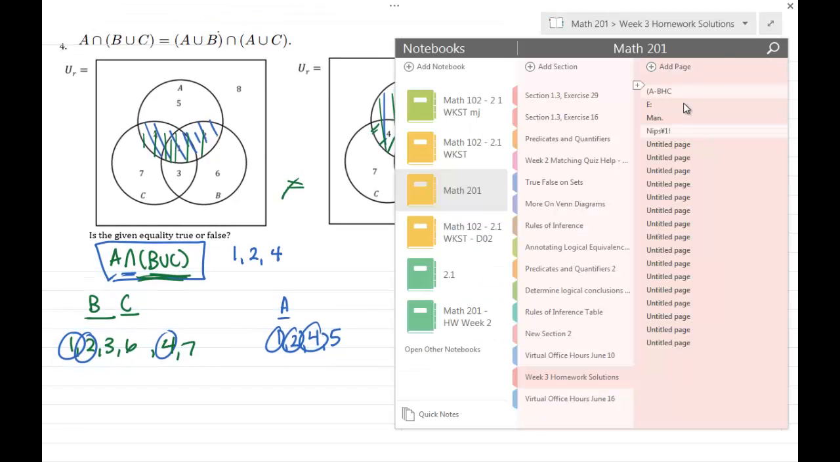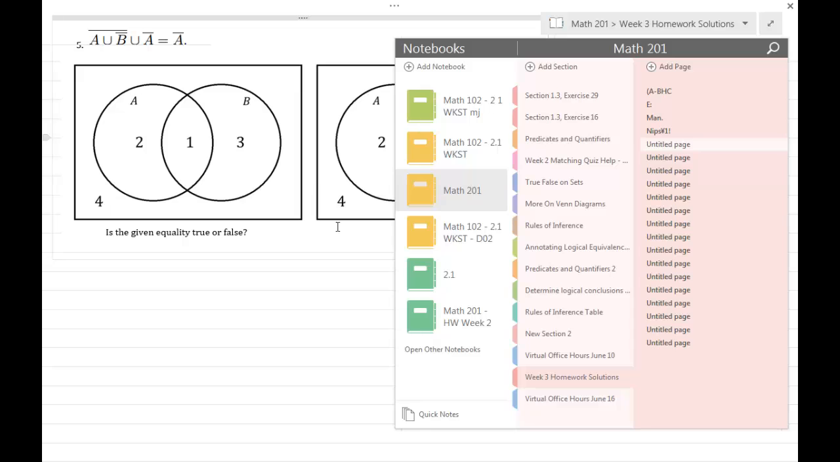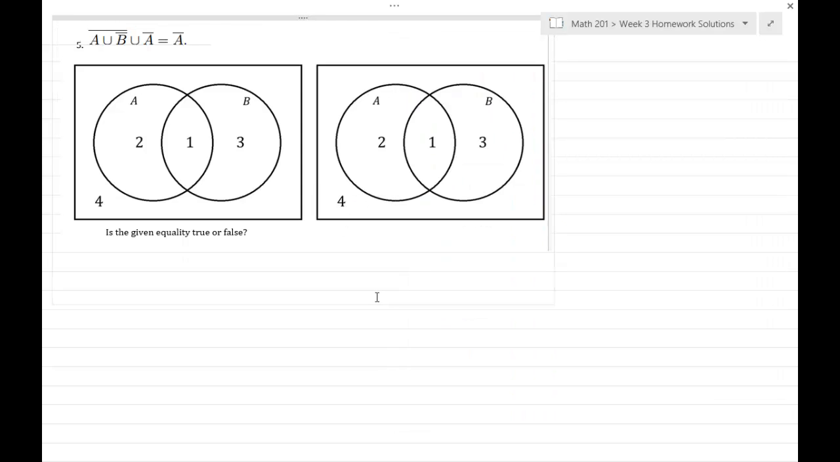All right, let's try another one. So this number 5 from week 3 homework deals with the complement of a set. I'm going to start with the right-hand side, because it's a little bit easier to wrap your head around. So I'm just going to look at A complement. This means basically take your universal set, which is represented by the rectangle here, and remove A.